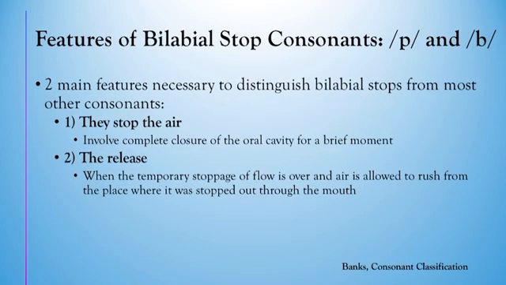So the two main features that are vital in order to distinguish bilabial stops from most other consonants are, first, they stop the air. The production of stops involves a complete closure of the oral cavity for a brief moment. The second feature is the release. When the temporary stoppage of flow is over, air is then allowed to rush from the place where it was stopped out through the mouth. This is known as the release.